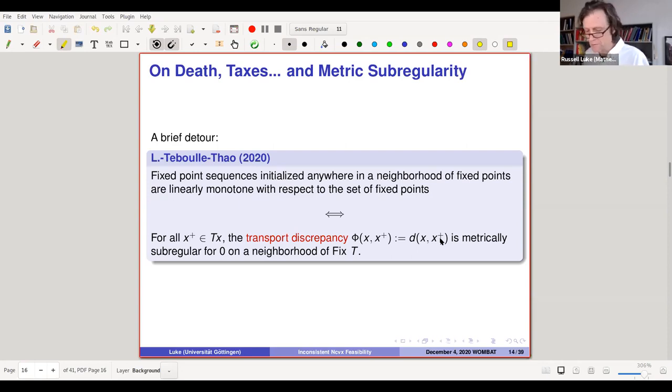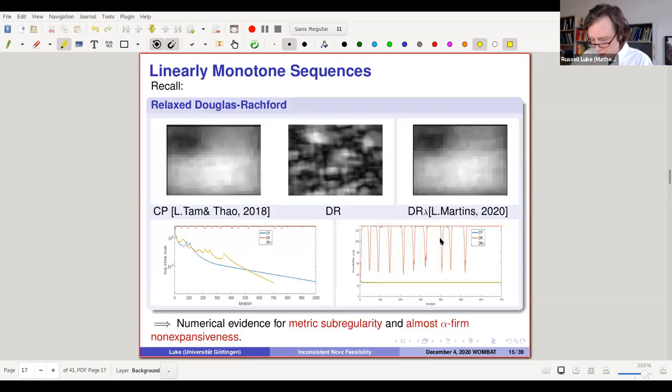This probably won't be a surprise to people in this crowd, but I'm often talking to applications people, and they hate metric subregularity. It's starting to catch on a little bit, but I've had to do a lot of work to convince them that, yeah, it doesn't look very pleasant, but there's really no way around it.